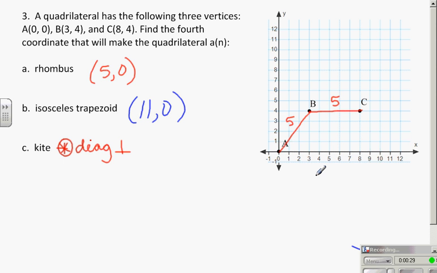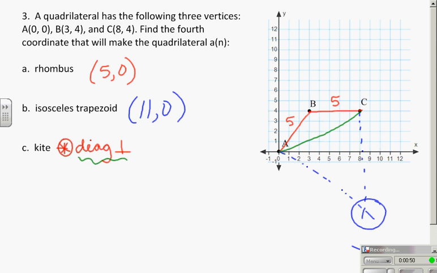So I already know from my previous work that these two are equal. And so somewhere down here, there's going to be an intersection. So if I use the idea that the diagonals are perpendicular, I can figure out where this line is going to come through from B to D.